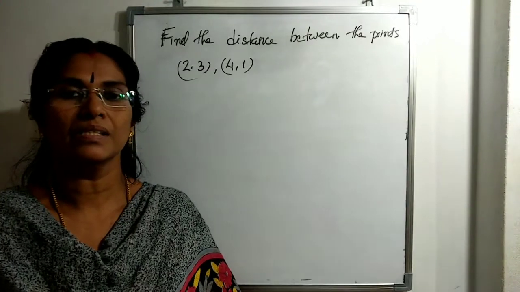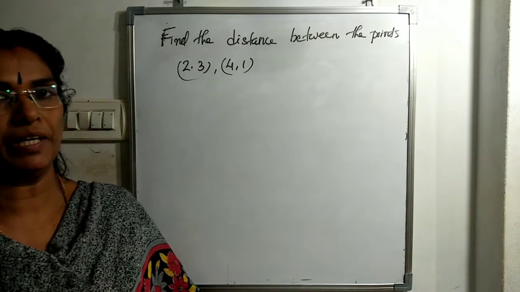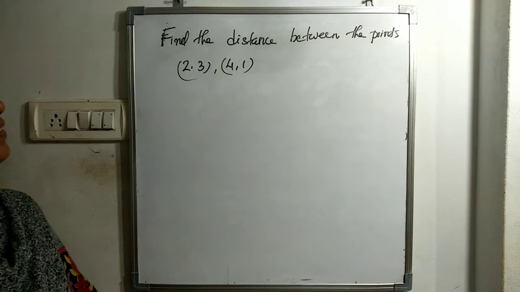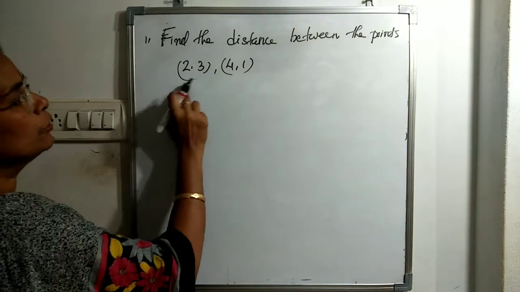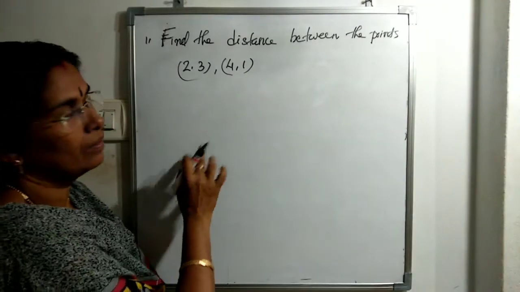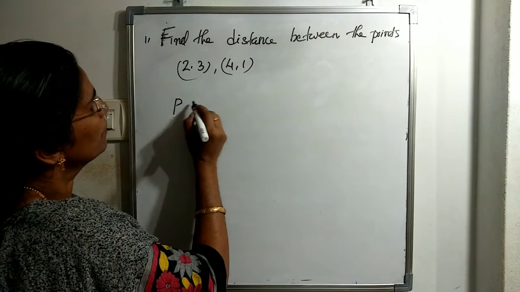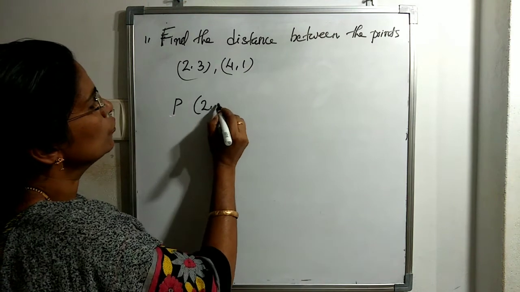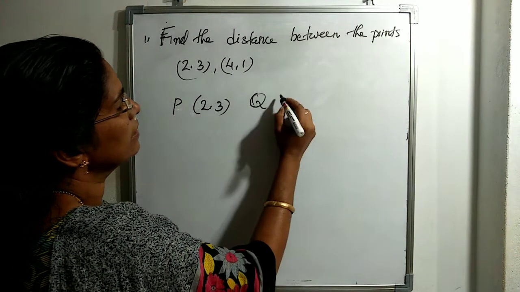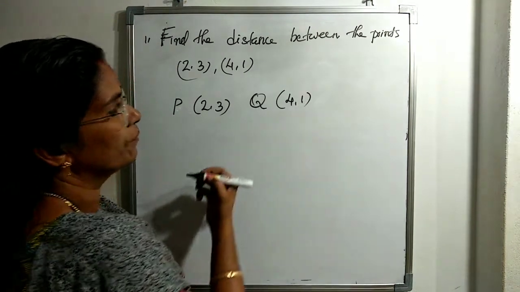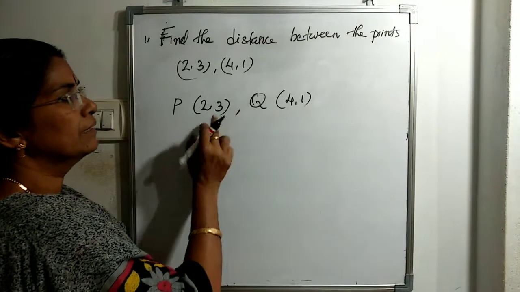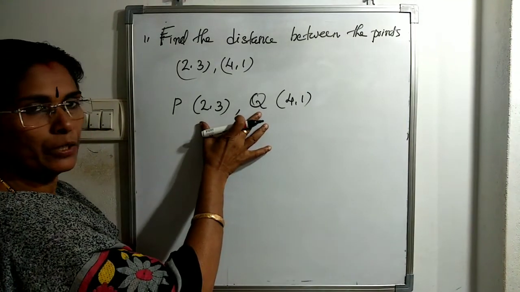Now using this distance formula we can solve one question. Find the distance between the points (2, 3) and (4, 1). Two points are given. Suppose we take the first point as P, so P is (2, 3), and the second point as Q, (4, 1). We have to find the distance between P and Q.